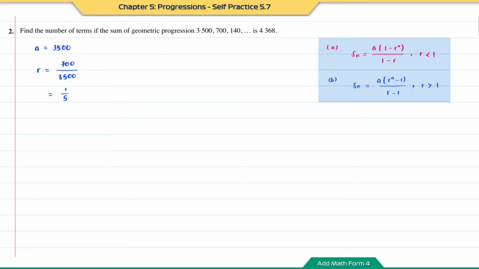Here we want to find n. We know that the sum of the first n terms, Sn, is equal to 4368. To solve this, I'm going to use the formula in A, as R is less than 1. Next, we just need to substitute the information we have into the formula. So A, 3500, bracket 1 minus R to the power of n, over 1 minus 1 over 5. This is equal to 4368.